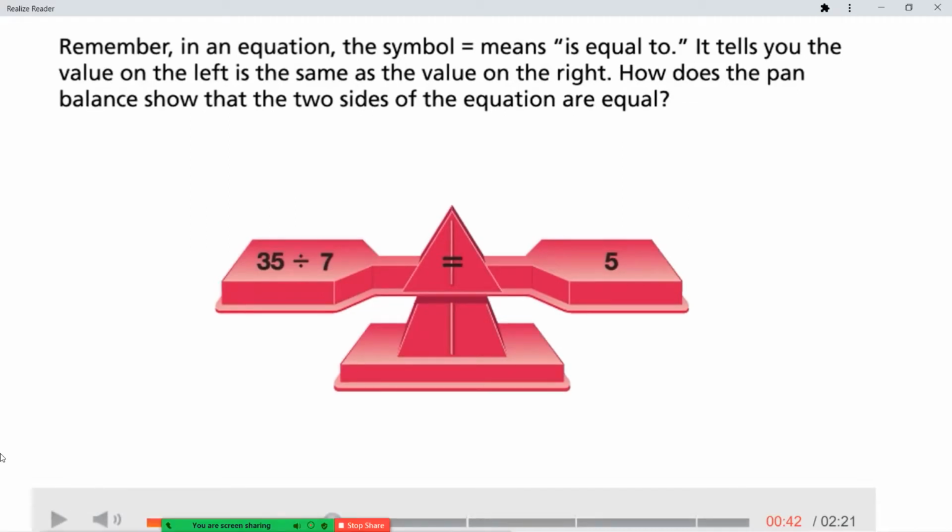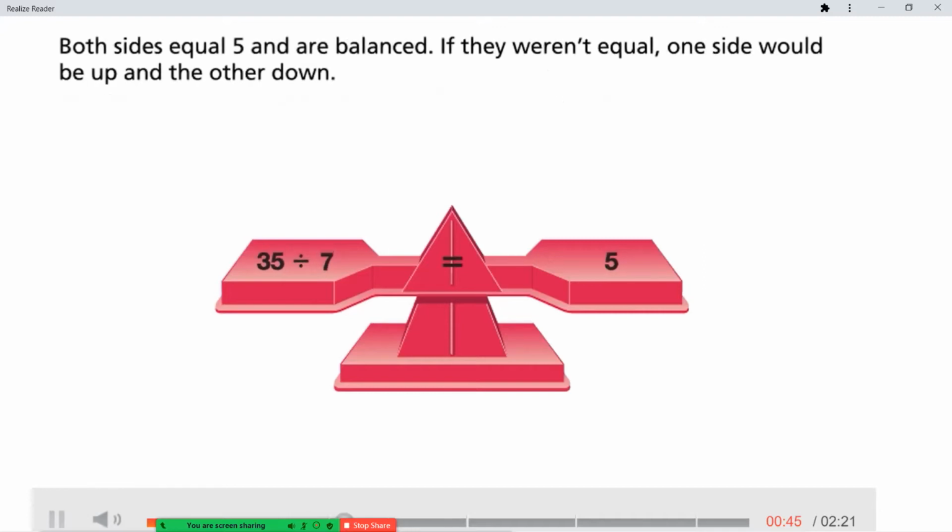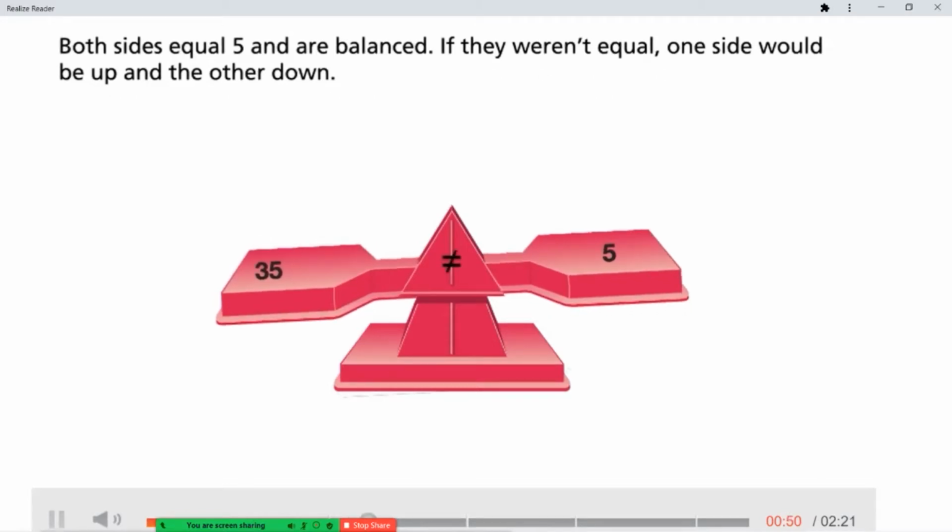So over here, let's stop and think. Think about the equation on the left side. We have 35 divided by 7. And on the right side, we have the number 5. So we have to solve. So we know that our pan balance here, our scale, shows that one side is equal to the other side. That's how they're both leveled or staying at the same place. Now, 35 divided by 7, I know that 7 times 5 equals 35. So 35 divided by 7 is going to equal 5. These two sides are equal to each other. Both sides equal 5 and are balanced. If they weren't equal, one side would be up and the other down.